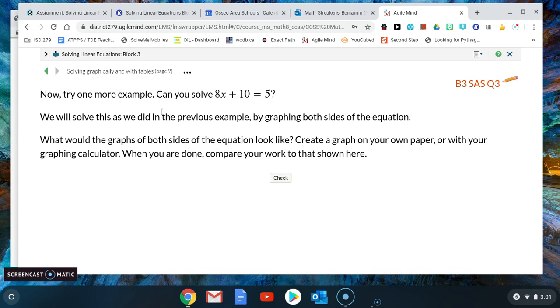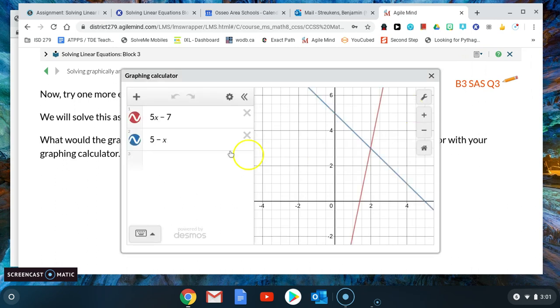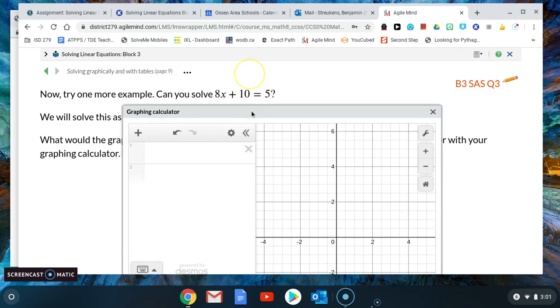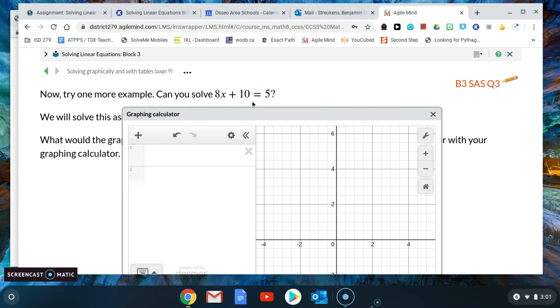Now we're going to try one more example. Can we solve 8x plus 10 equals 5? We're going to solve this as we did in the previous example, by graphing both sides of the equation. I'm going to grab my graphing calculator again and get rid of the old ones so I can put in some new equations. The first side is going to be 8x plus 10.